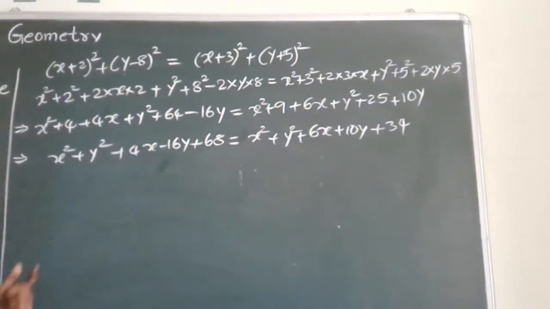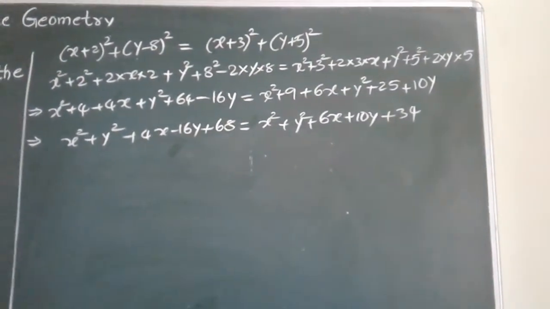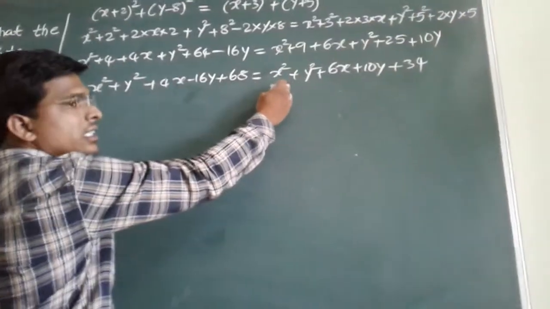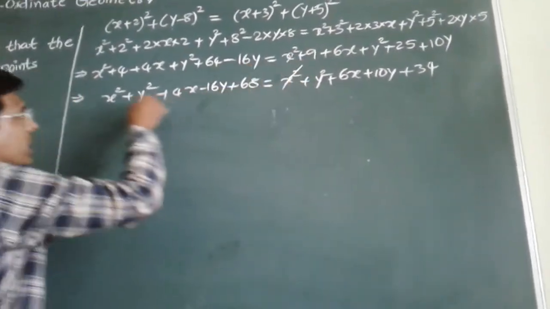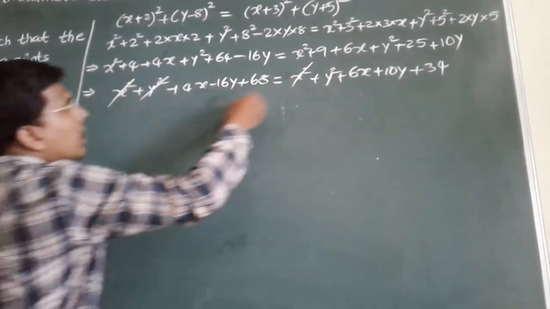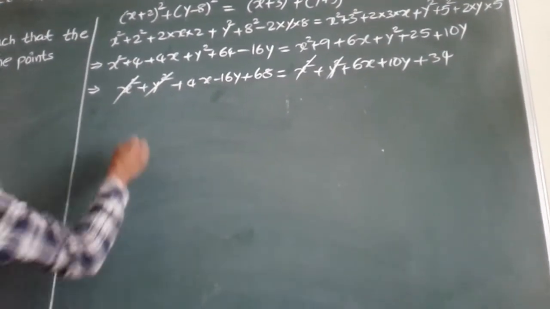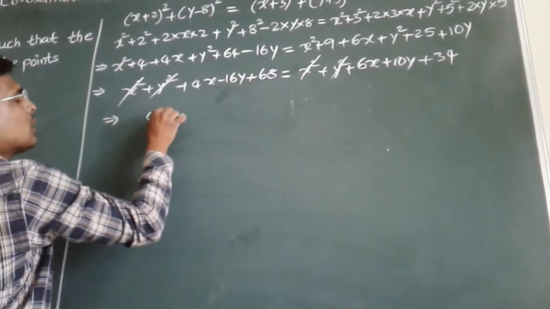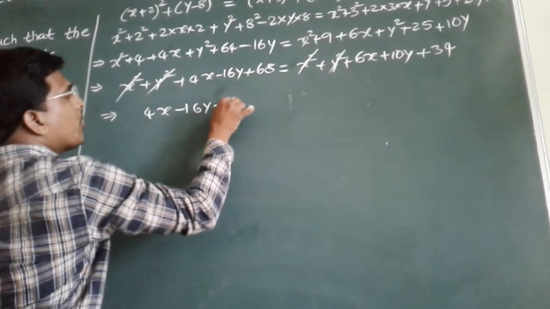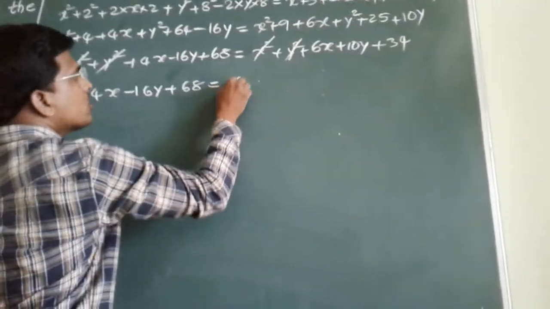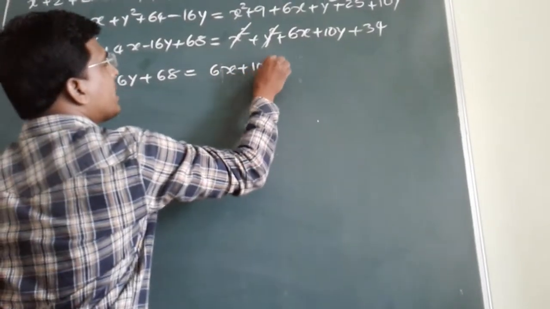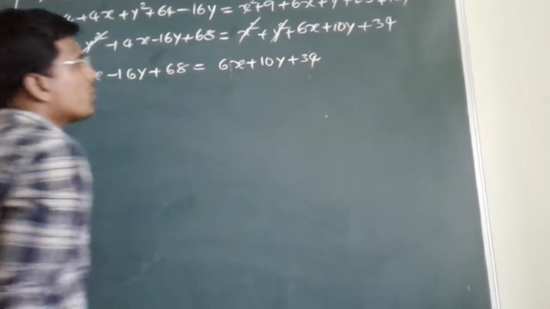Okay, so if you have any common terms, you can cancel them because both have the same sign. So here plus x square, and in the right hand side also we have the same plus x square, so cancel them. Plus y square and plus y square, cancel them and write the remaining terms. So 4x minus 16y plus 68 is equal to 6x plus 10y plus 34.